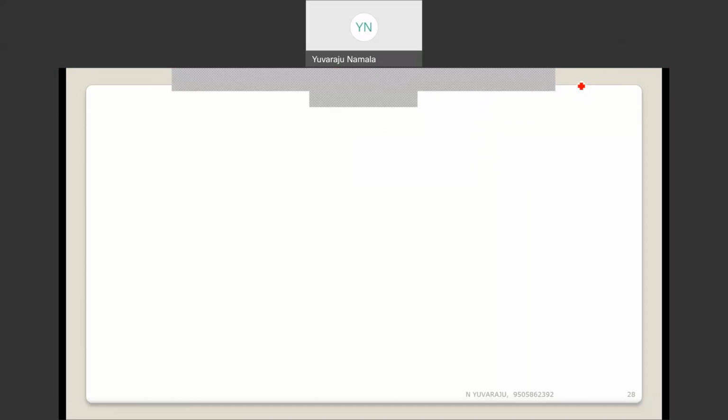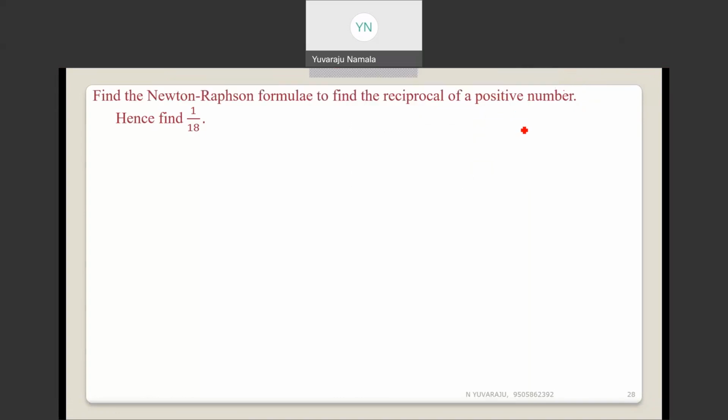See the next problem here. Find the Newton-Raphson formula to find the reciprocal of a positive number. Hence, find 1 by 18.